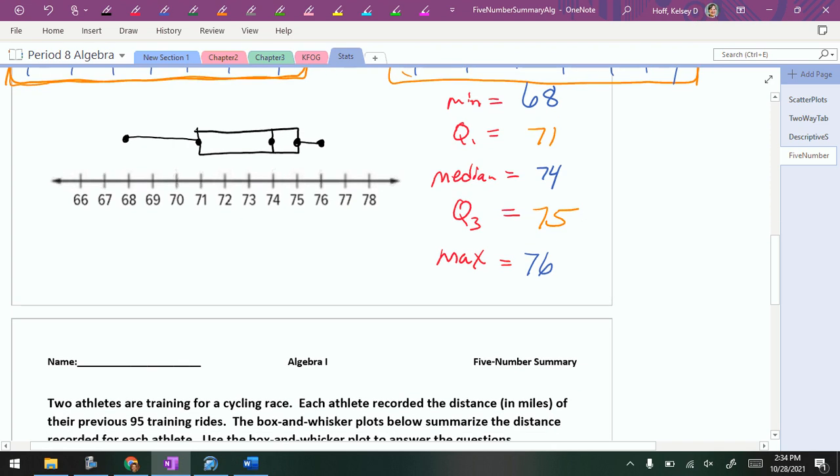Now the nice part is this is on Alex. So the box and whisker plot's already there. You literally just have to drag the dots to the right numbers. It's kind of nice, actually.